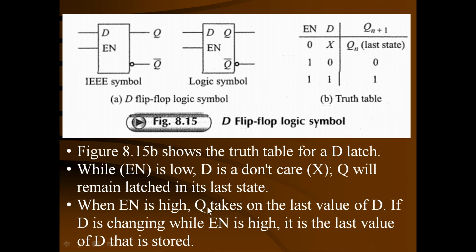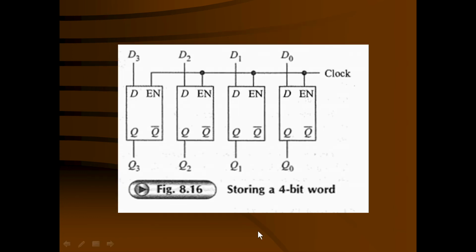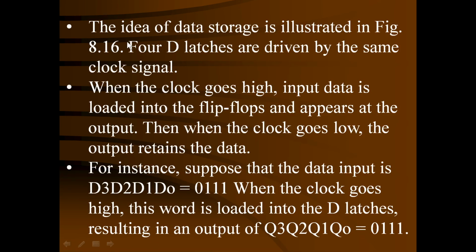When the enable is high, Q takes on the last value of D. If D is changing while enable is high, it is the last value of D that is going to be stored. The idea of data storage is illustrated in figure 8.16.